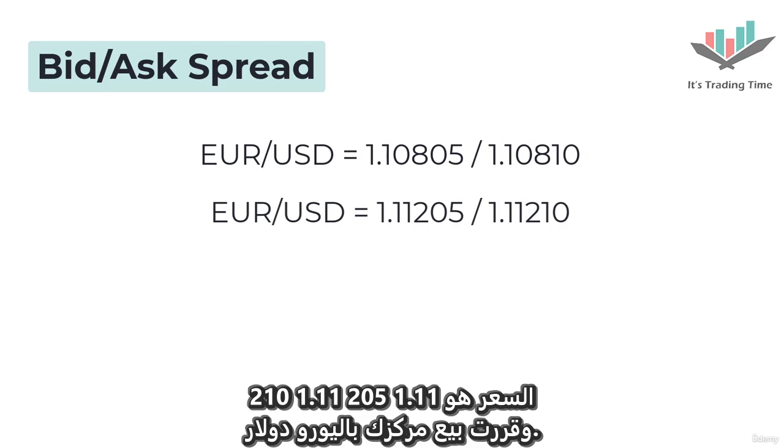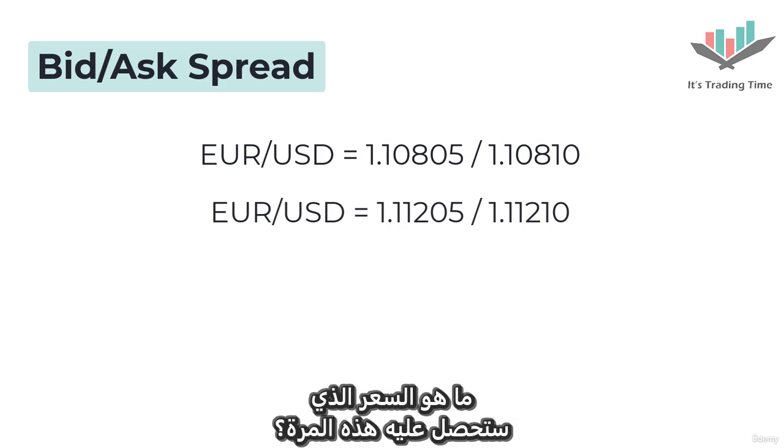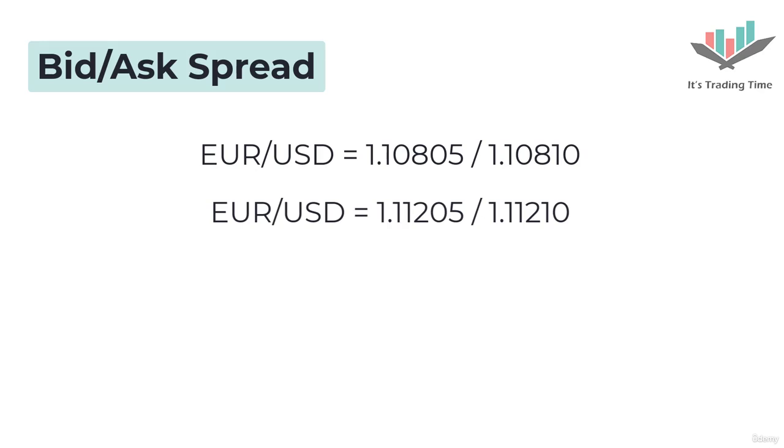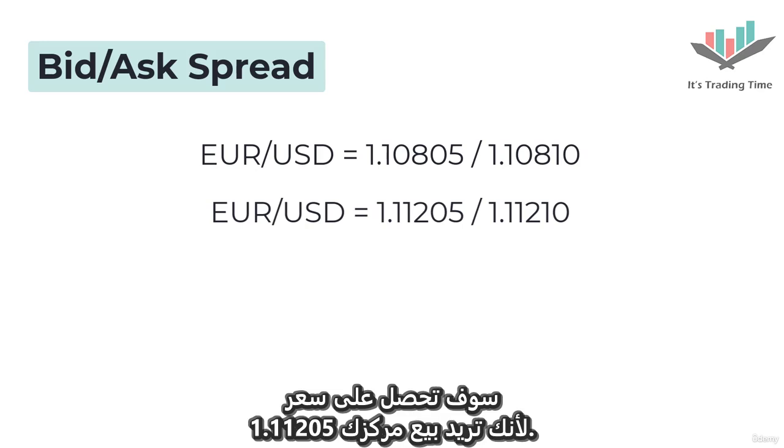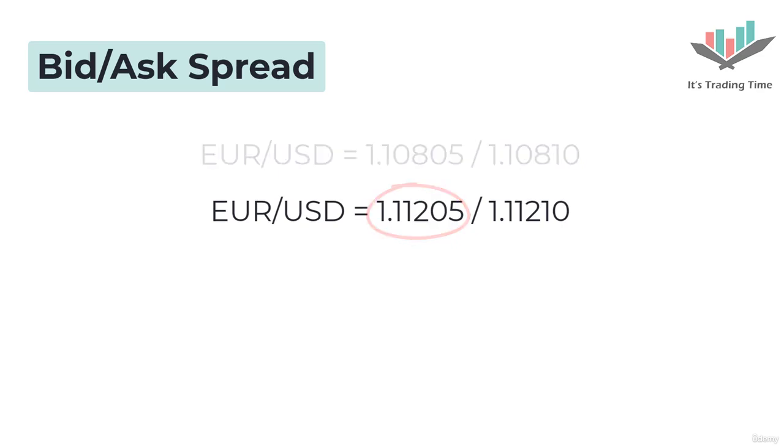After 30 minutes, the price is 1.11205, 1.11210, and you decide to sell your position on euro-dollar. Which price will you get this time? You will get the price of 1.11205 because you want to sell your position.